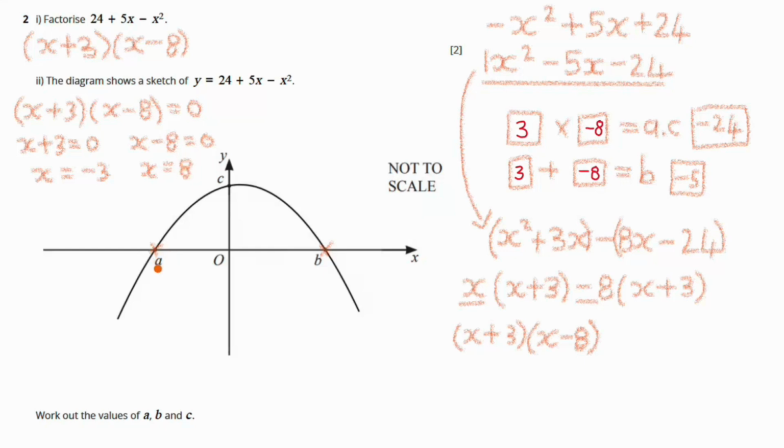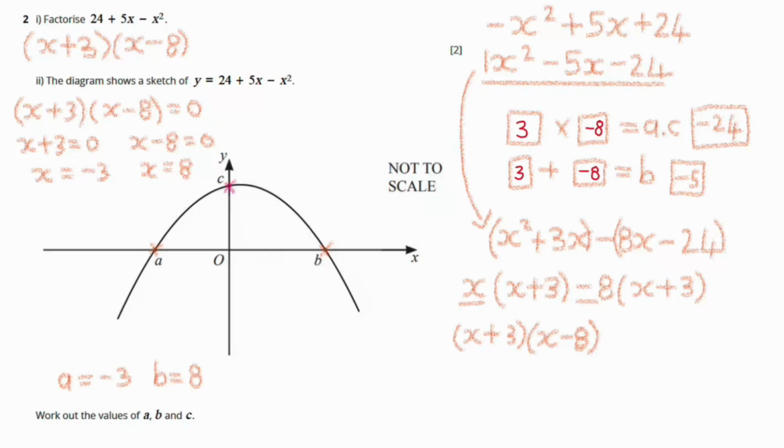Okay, so we can say that A has the coordinates negative 3 and 0. So the x coordinate is negative 3. The y coordinate is obviously 0. So A is equal to negative 3. And B is equal to positive 8. On the diagram, A is the left intercept. So that's why we say it's negative 3. And B is the right x-intercept. So that's why we say it's equal to 8.